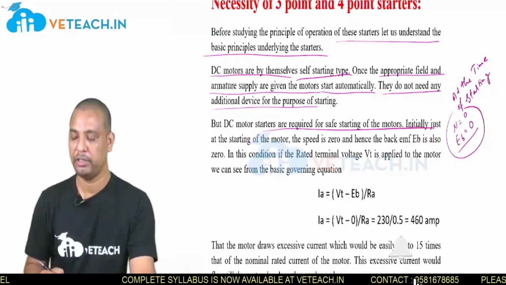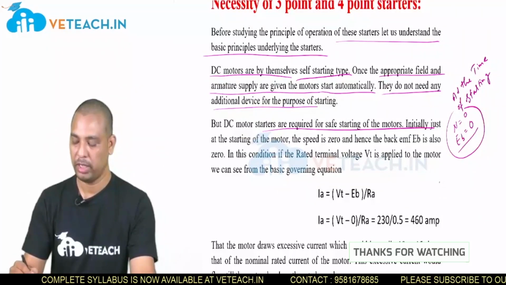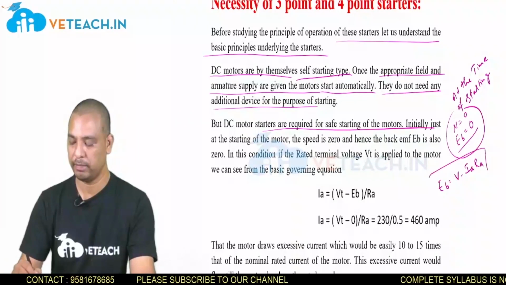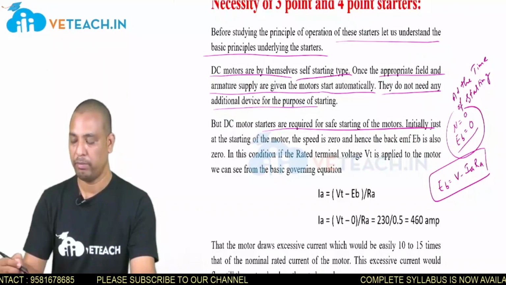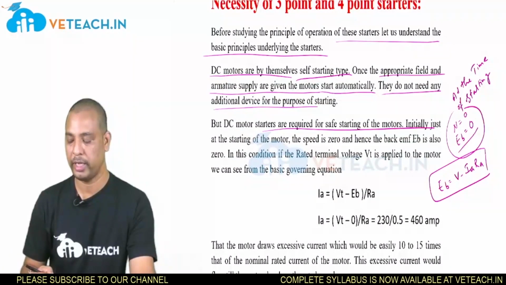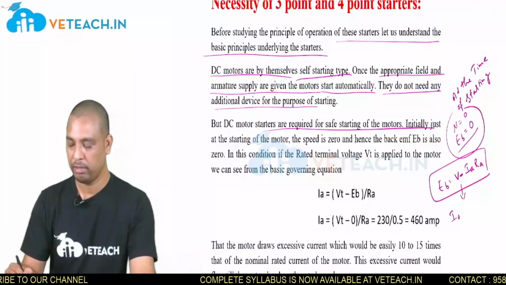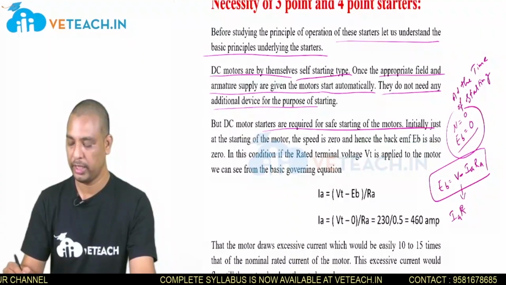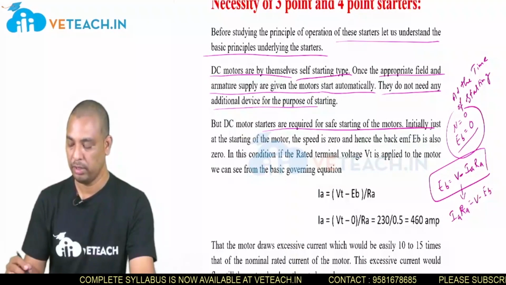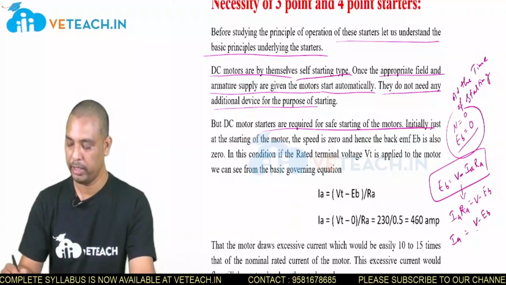If these conditions are applied to the motor at the time of starting, we already know that Eb is equal to V minus IaRa. This is the voltage equation we derived from the equivalent circuit of the DC motor, the back EMF calculated as V minus IaRa. From this, we can write the value of Ia: IaRa is equal to V minus Eb, so Ia is equal to (V minus Eb) divided by Ra.